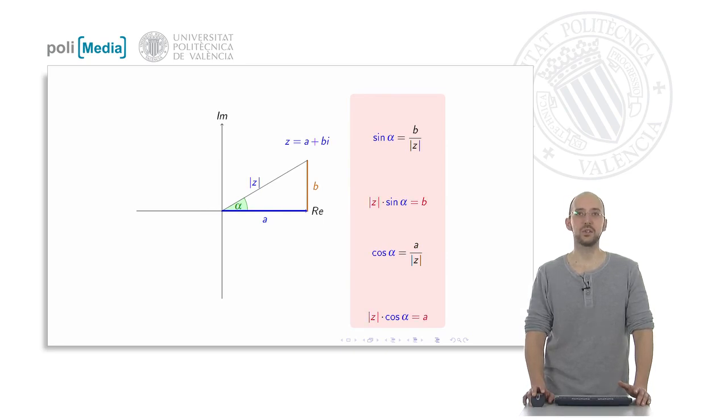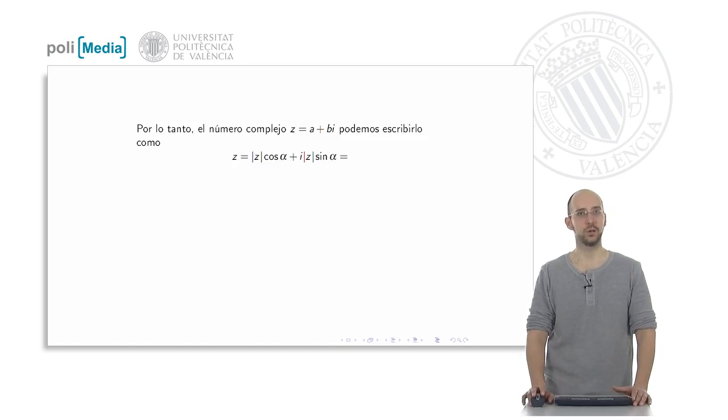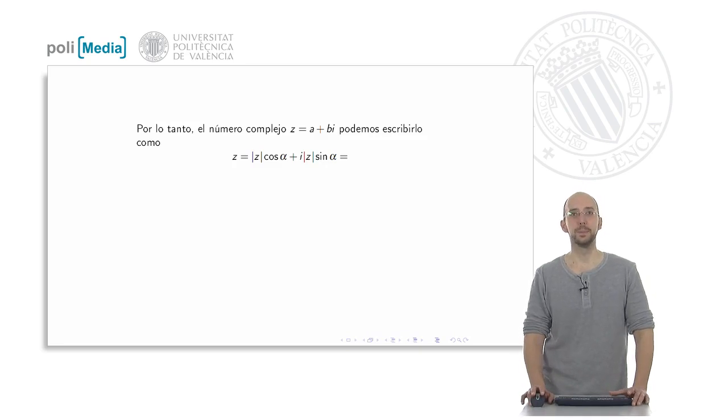Look at these two expressions. b is equal to the modulus of z times the sine of alpha, and a is equal to the modulus of z times the cosine of alpha. Let's substitute a and b in the complex number in binomial form. That is, we would conclude that z is equal to the modulus of z times the cosine of alpha plus i times the modulus of z times the sine of alpha. Well, if you look at this expression, the modulus of z is multiplying both terms of the addition. We can take out the common factor and we would arrive at that z is equal to the modulus of z times, in parentheses, the cosine of alpha plus i times the sine of alpha.